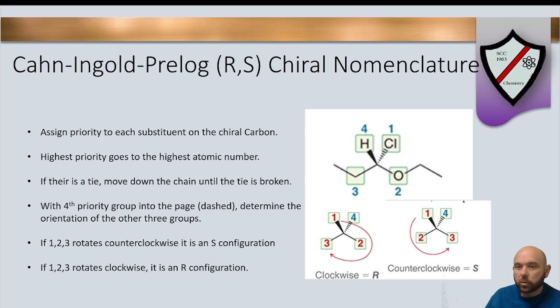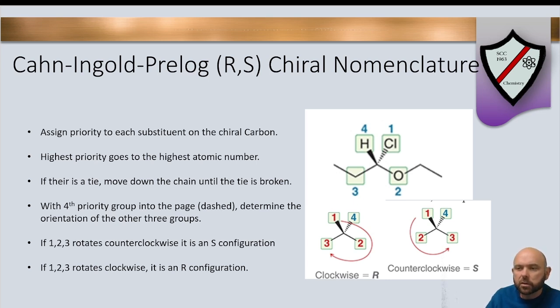We assign priority by atomic numbers. So we look at each of the things bonded to that carbon and we assess what their atomic number is. We look at their position on the periodic table. Things with higher atomic numbers get higher priority. If there is a tie, you move further down the bond chain until the tie is broken.